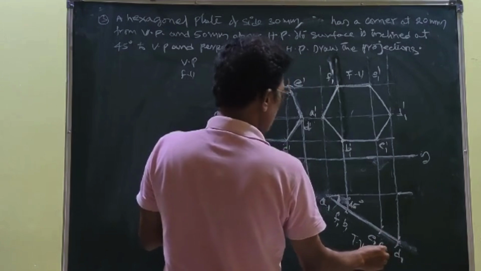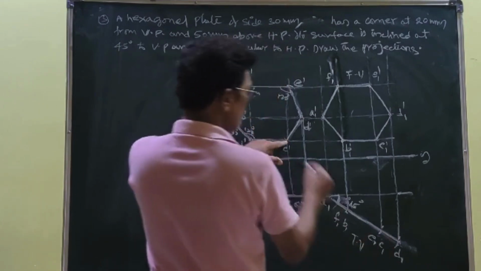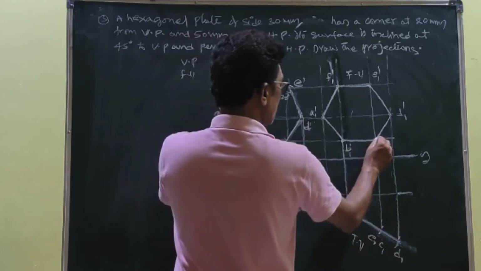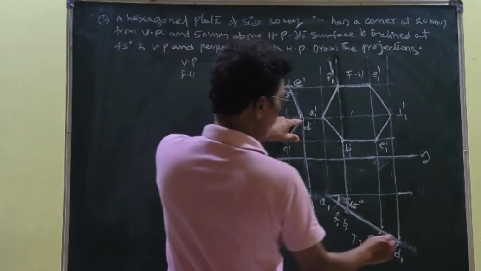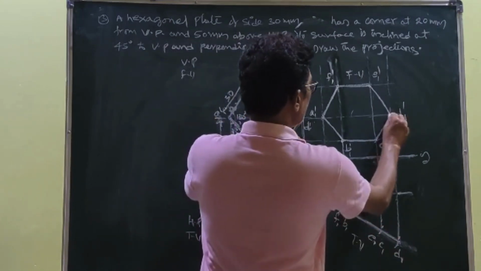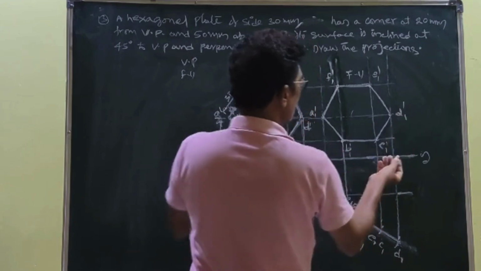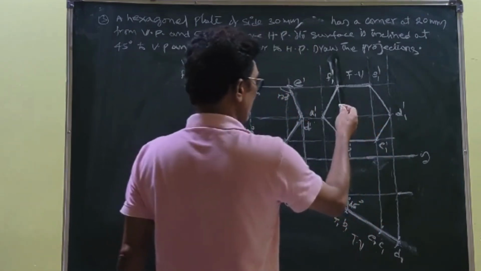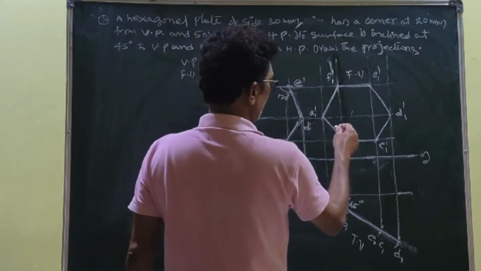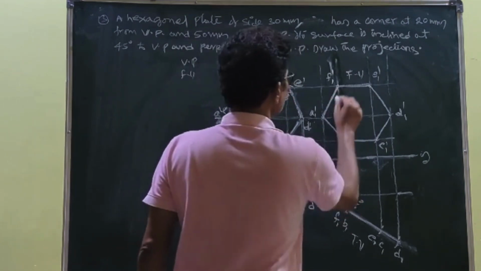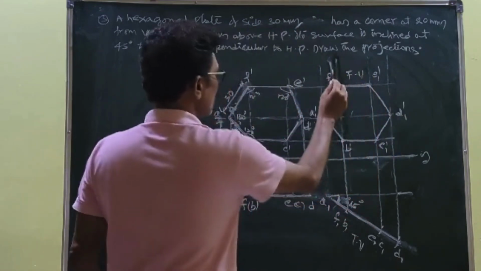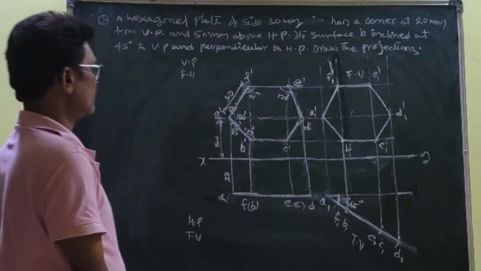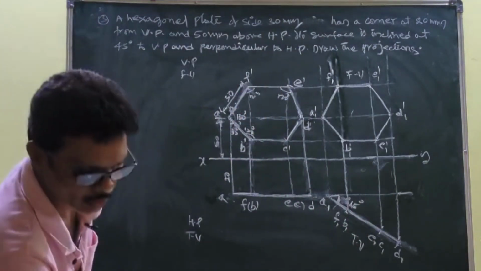At the same point, C is also there. C, this one is the C1 dash. D, where is D? This is the D point. They meet here. So D1 dash. Once you identify those points, you simply join these lines. This is the top view, this is the front view. Like this, we can develop the front view and top view of this problem.